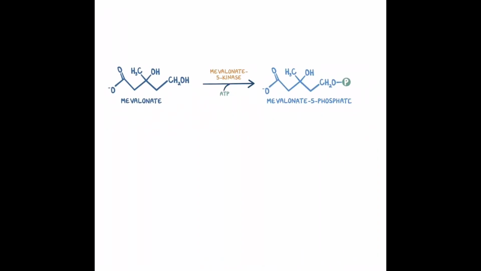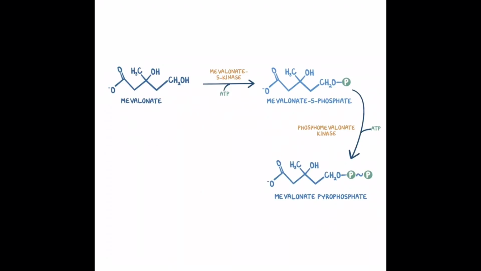Once HMG-CoA reductase has made the 6-carbon mevalonate, it then undergoes a number of additional enzyme-mediated transformations before it becomes cholesterol. First, the enzyme mevalonate 5 kinase uses adenosine triphosphate, or ATP, to phosphorylate mevalonate, creating mevalonate 5-phosphate. Then, phosphomevalonate kinase uses another ATP to phosphorylate mevalonate 5-phosphate, making mevalonate pyrophosphate. Finally, mevalonate pyrophosphate decarboxylase removes a carboxyl group from it, forming a 5-carbon molecule called isopentenyl pyrophosphate.